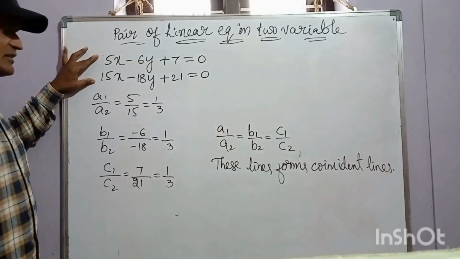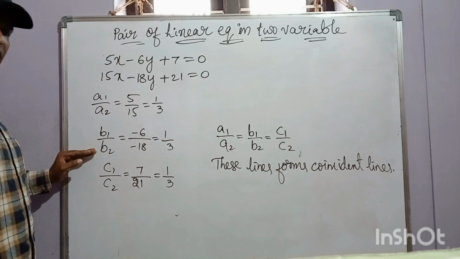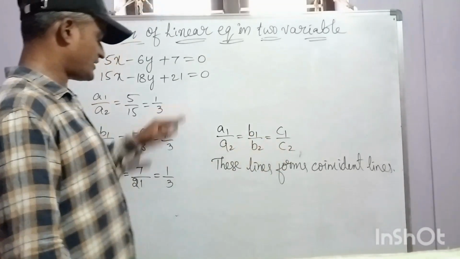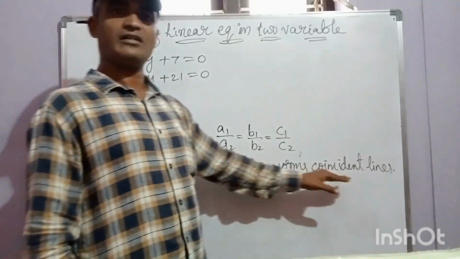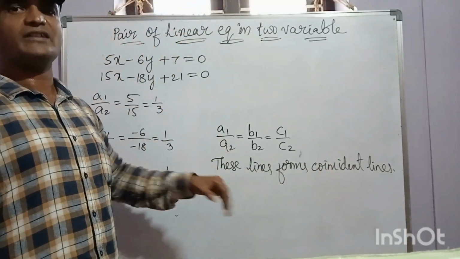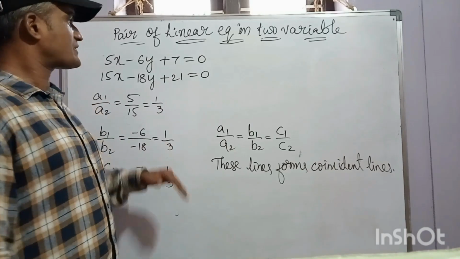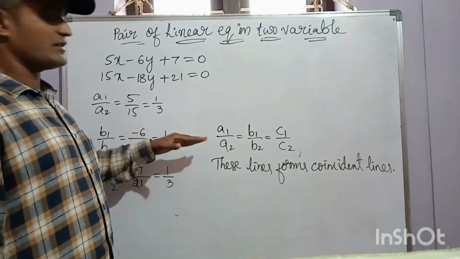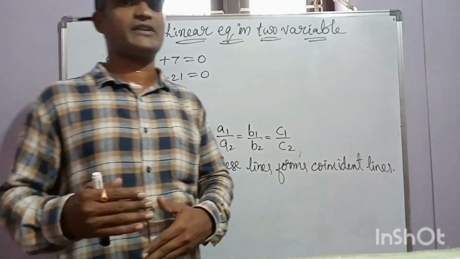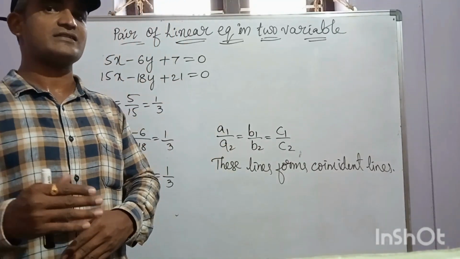And the third case is where a1 by a2, b1 by b2 and c1 by c2 are all equal. So these are called coincident lines. Definitely they form coincident lines and they have an infinite number of solutions. Okay, for solving these equations we have different methods, we'll do that in the next class.